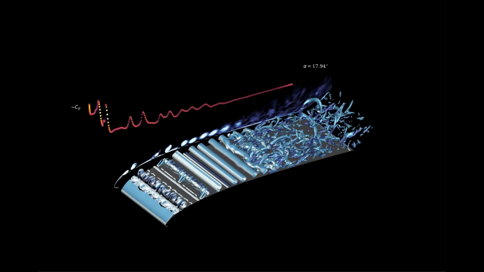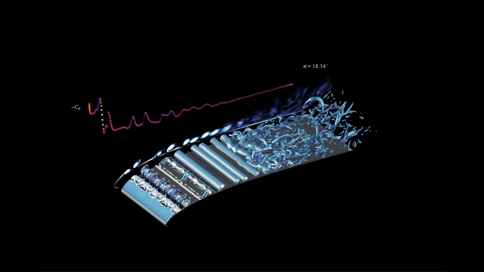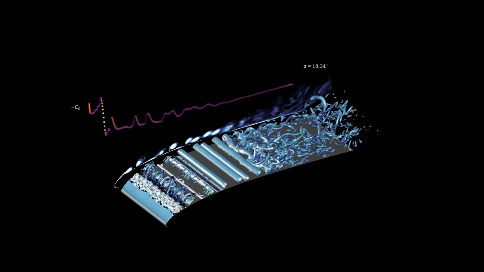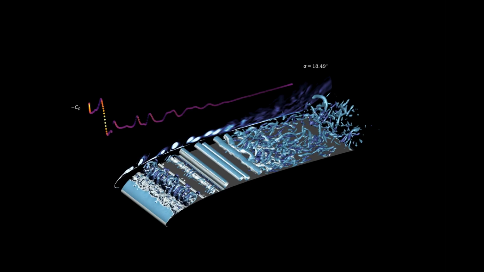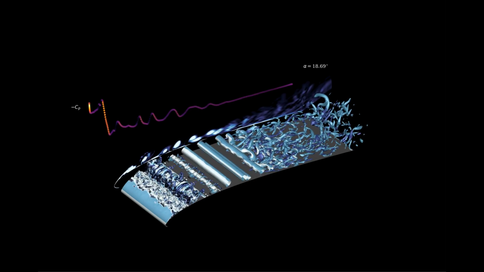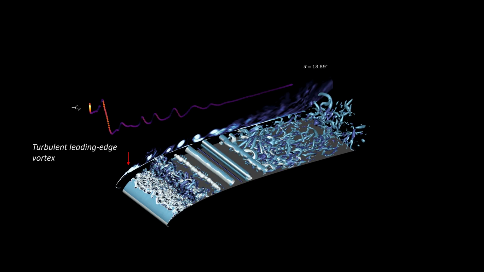The vortices originating from the bubble navigate a region of large adverse pressure gradient and rapidly transition to turbulence. They also have a faster convection speed relative to the shear layer vortices. A stable, turbulent leading edge vortex develops after flow fully transitions near the leading edge.